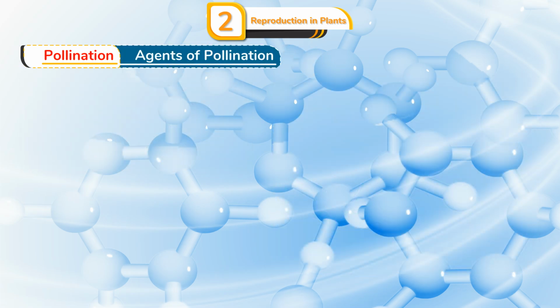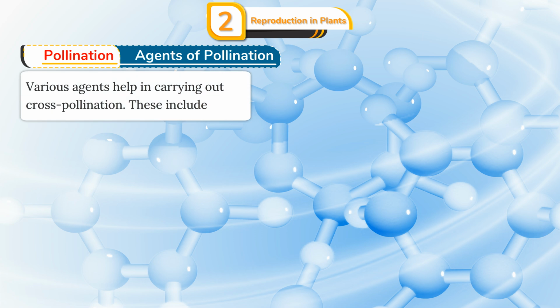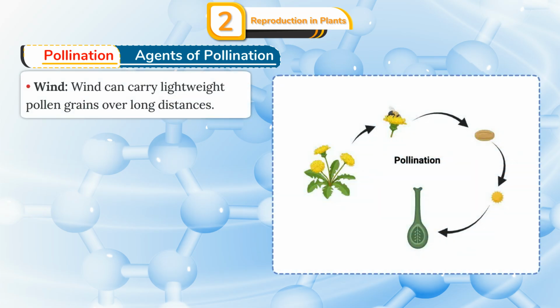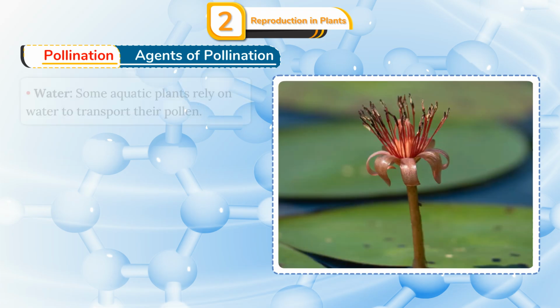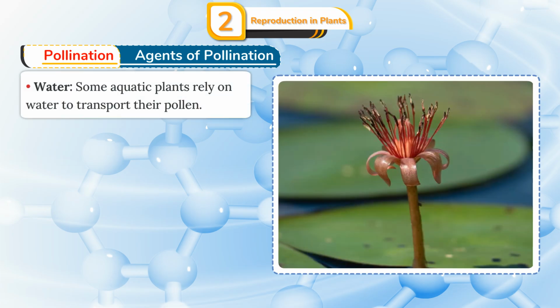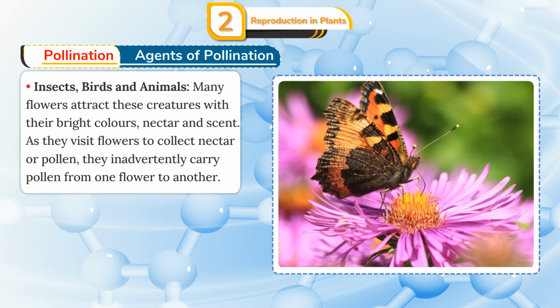Agents of pollination. Various agents help in carrying out cross-pollination. These include wind. Wind can carry lightweight pollen grains over long distances. Water. Some aquatic plants rely on water to transport their pollen. Insects, birds and animals. Many flowers attract these creatures with their bright colors, nectar and scent. As they visit flowers to collect nectar or pollen, they inadvertently carry pollen from one flower to another.